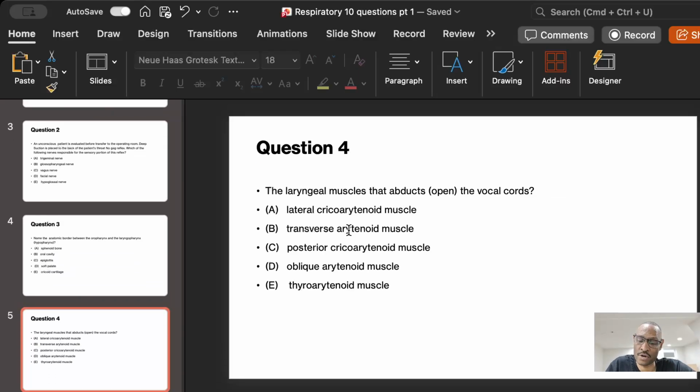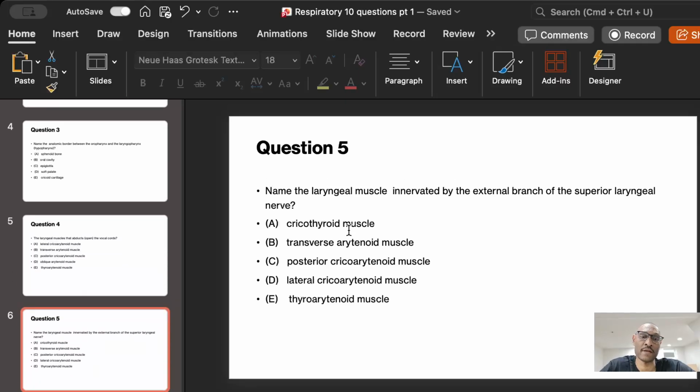Okay, question 4. The laryngeal muscles that abduct the vocal cords. This is a question that never goes away. Okay, so it's this one here. Okay, how are we doing so far? Good. All right, I'm gonna move on to question number 5.